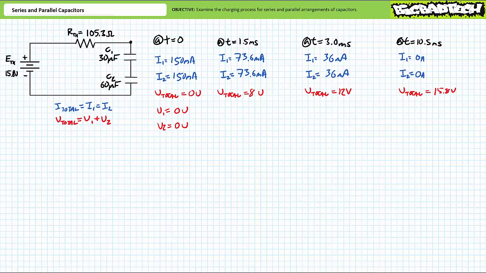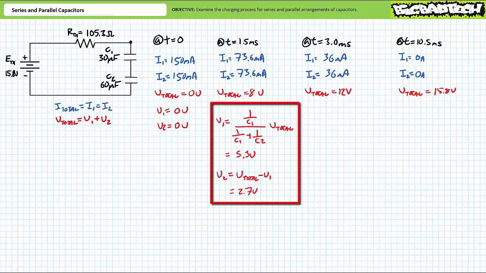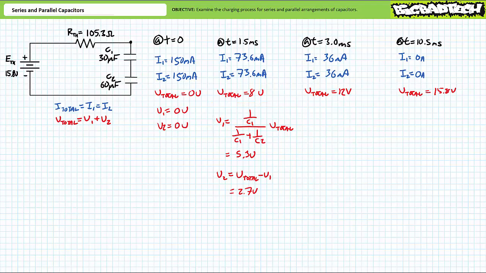Consider an occasion at 1.5 milliseconds, when we know voltage across the series configuration of unequal capacitors to be roughly 8 volts. An application of the indirect proportionality relationship demonstrates that C1, the smaller capacitor, experiences a larger voltage drop of 5.3 volts, and C2, the larger capacitor, experiences the remaining smaller voltage drop of 2.7 volts. Regardless of the unequal distribution of voltage, current through the series combination of capacitors is 73.6 milliamperes.